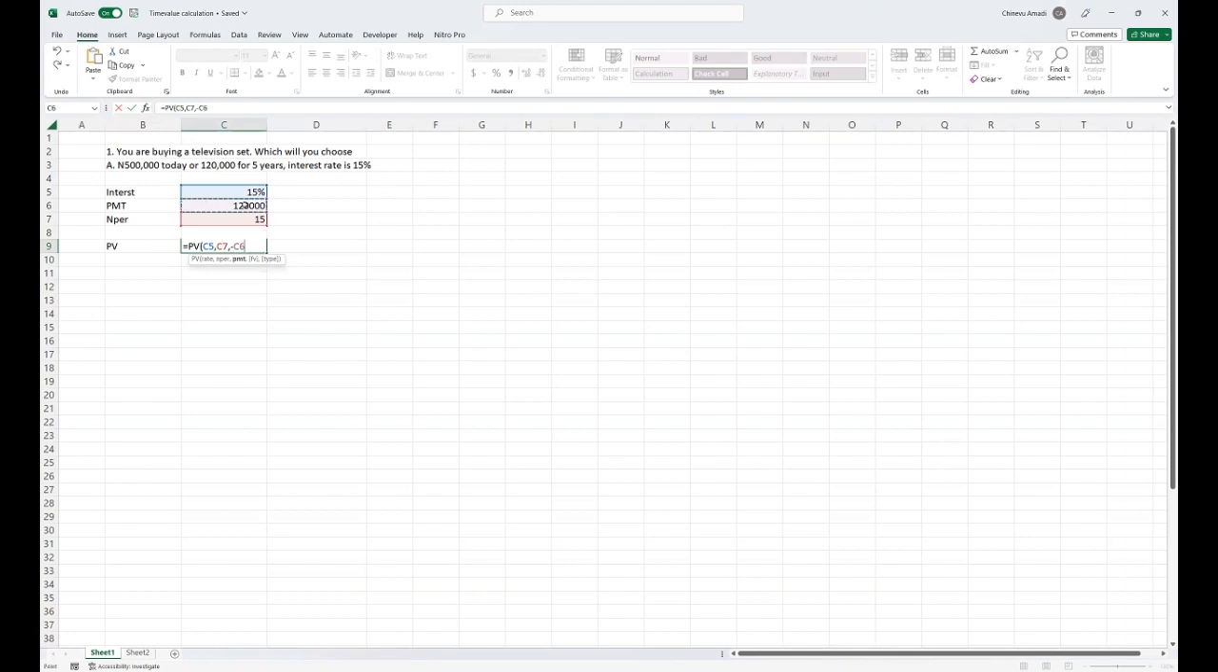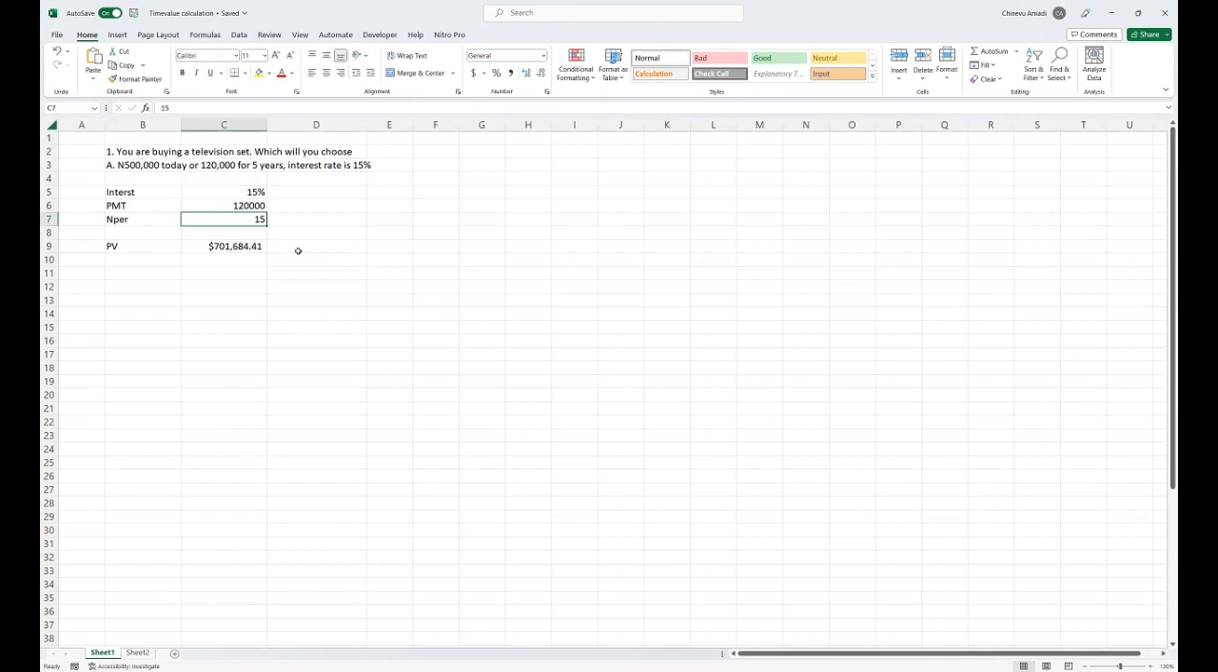How much payment are you expecting to make? 120,000 with a minus, because it's a cash outflow, you're making payment. What's the future value? Future value here is 0. Now the type: are we expected to make payment at the end of the period? Here, we assume that you're expected to make payments at the end of the period. So put 0. If you look carefully, notice that there are some errors here.